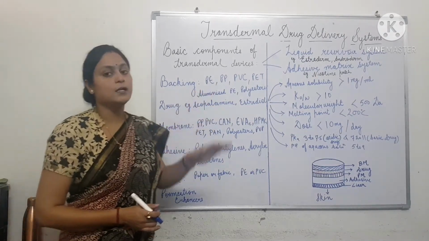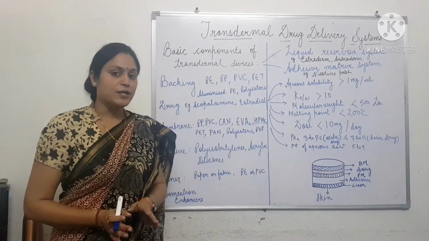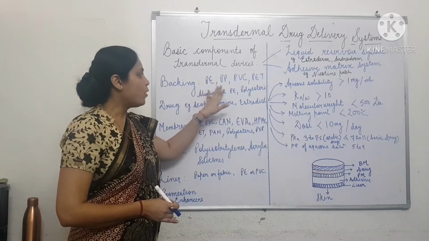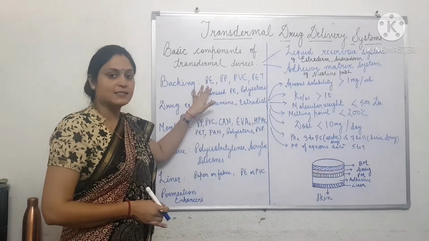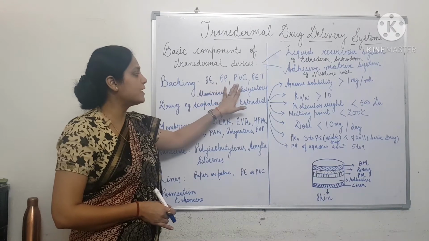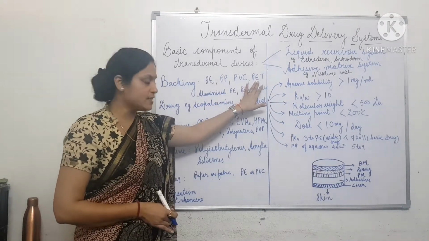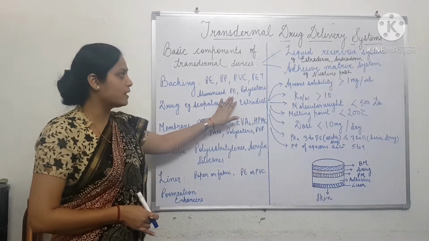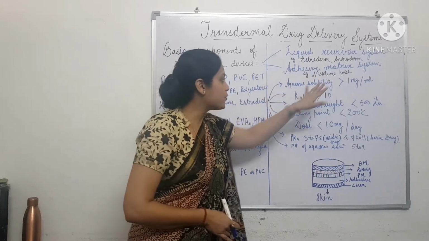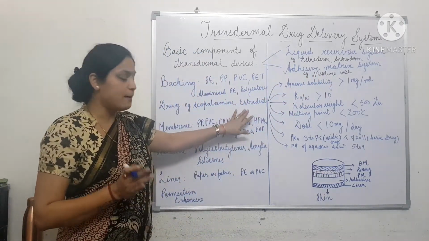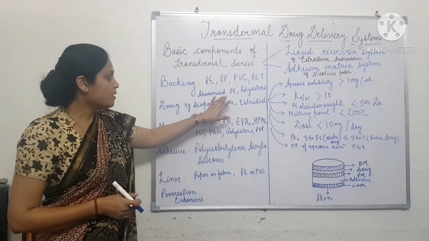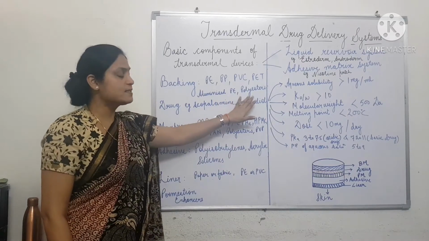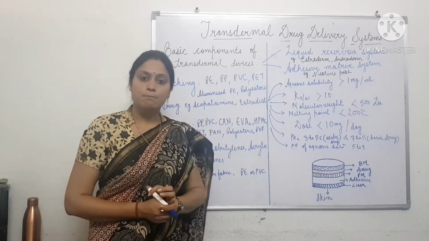Now, the various materials which are used as backing membrane could be polyethylene, polypropylene, especially metallized polyethylene, polypropylene, polyvinyl chloride, polyethylene terephthalate, and aluminized polyethylene. There are many transdermal patches available in the market, such as Estroderm, Androderm, and nicotine patches. They may have a metallic backing membrane, which may be aluminized polyethylene. Polyesters can also be used as backing membrane.